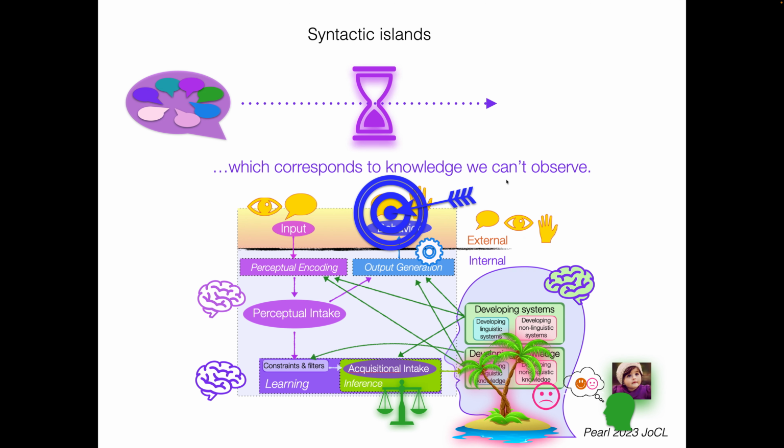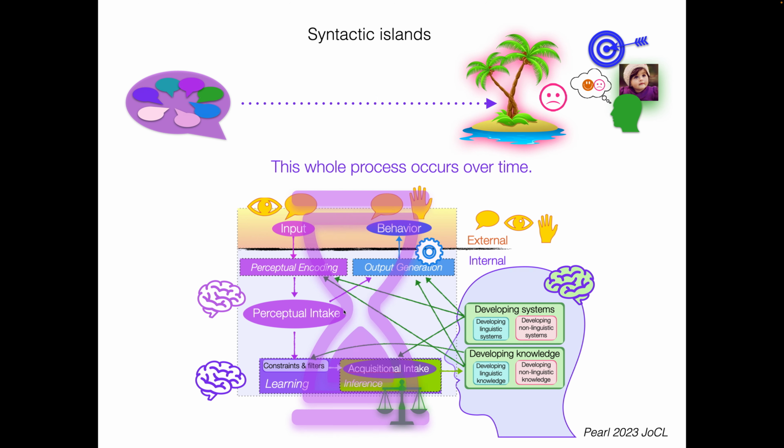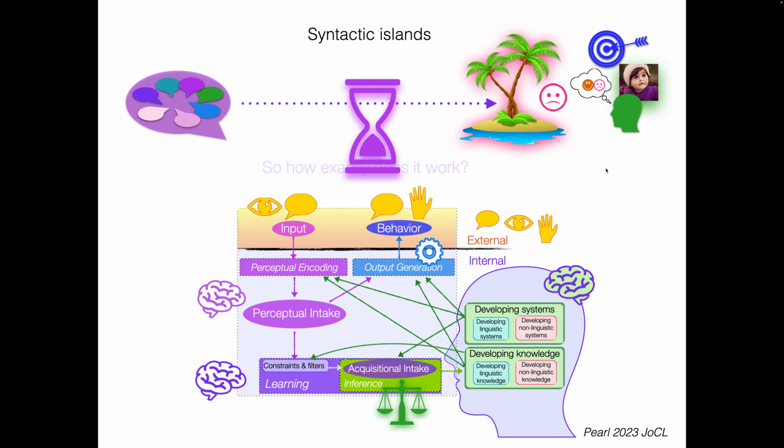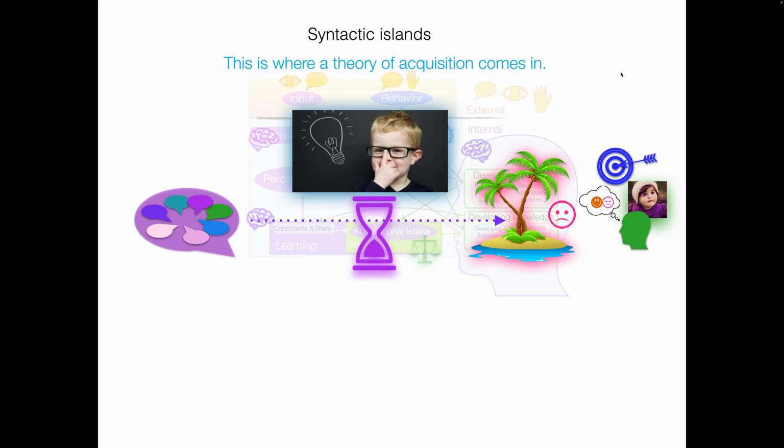And this corresponds to knowledge we can't actually observe, right? But we hope that there's a fairly good link between having the target behavior and having internalized the appropriate knowledge. And then this entire complex, crazy process occurs over time, right? So how exactly does it work? This is a great question. This is where a theory of acquisition comes in.